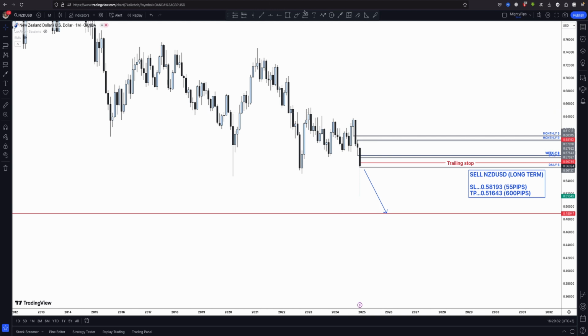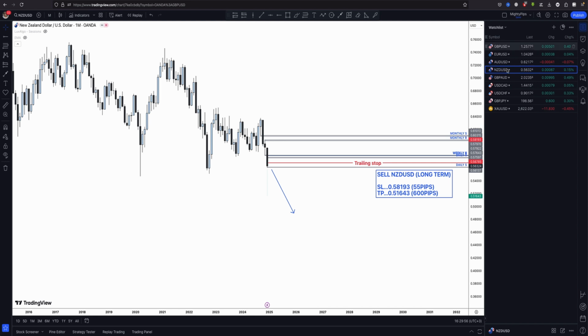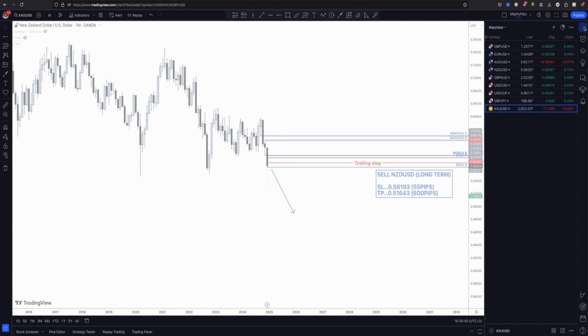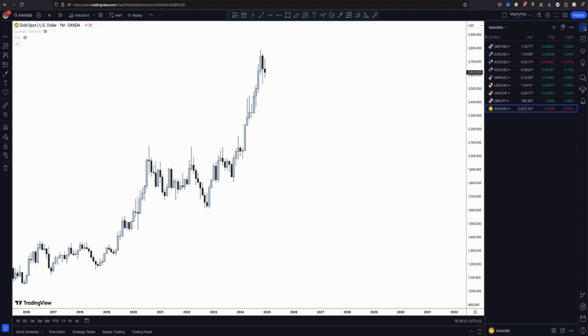For now it might give us some retracements around this level, but you can keep on trailing your stop and holding your trade up to this red line, because that is ultimately where I think NZDUSD is going to go. So I've given you those currency pairs. Let me just show you analysis on gold so that you guys can also take advantage of gold.